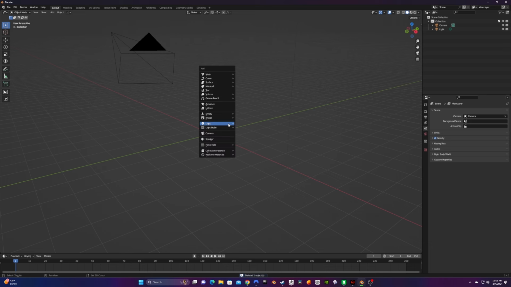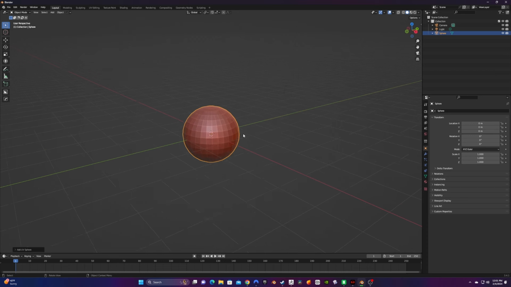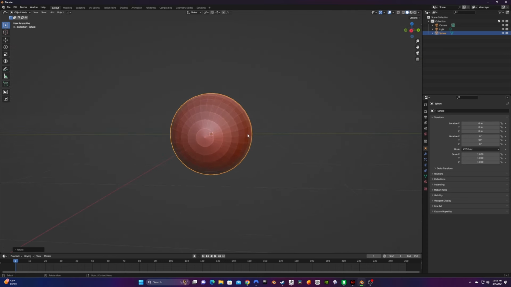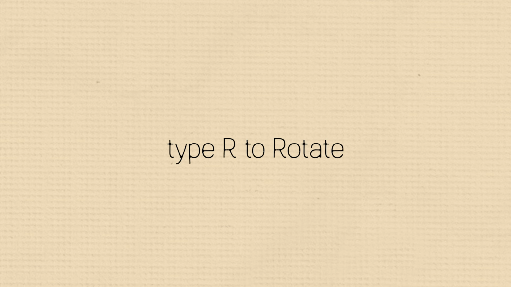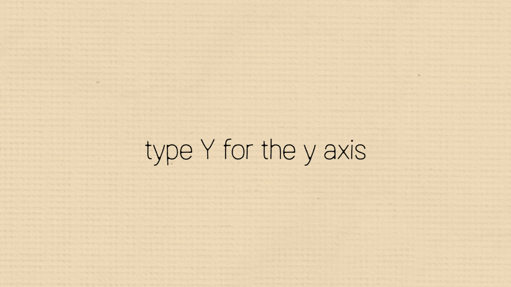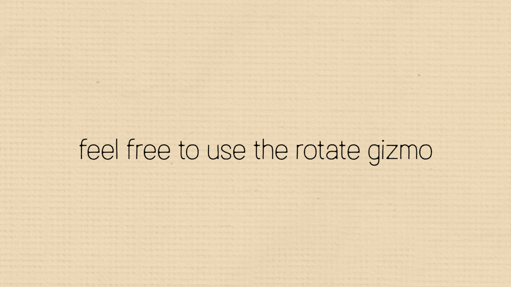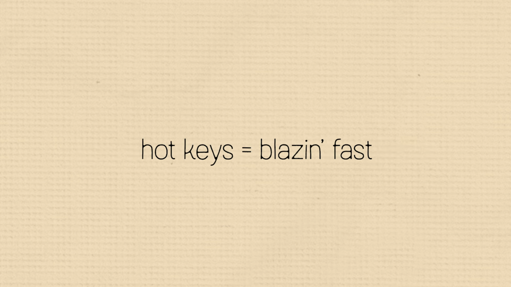To create the basic shape of our eyes, hit Shift plus A, then go to Mesh and select a UV sphere. Now, we want to rotate this on the Y axis by 90 degrees. To do this, type R to rotate, and then Y to rotate along the Y axis, then 90 for 90 degrees. You can absolutely use the rotate tool here in the tool menu, but hotkeys will be a bit quicker.